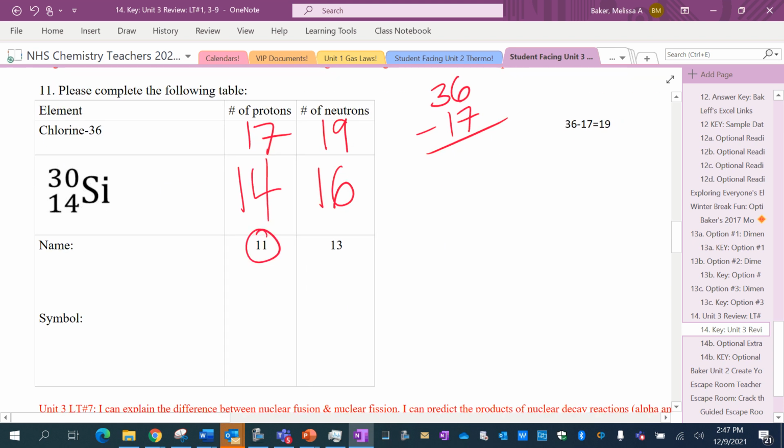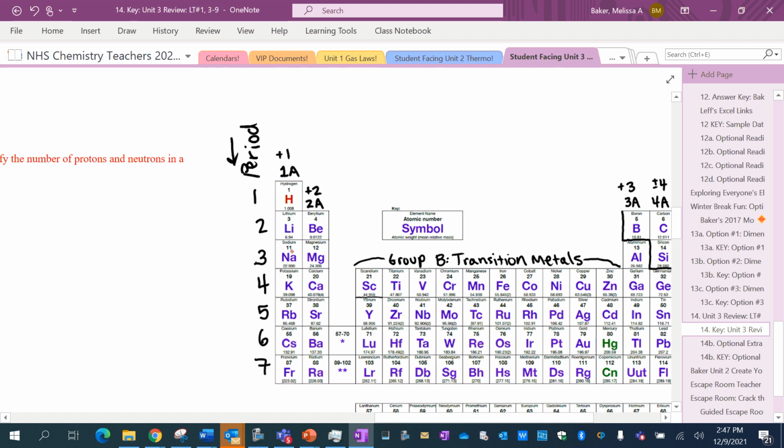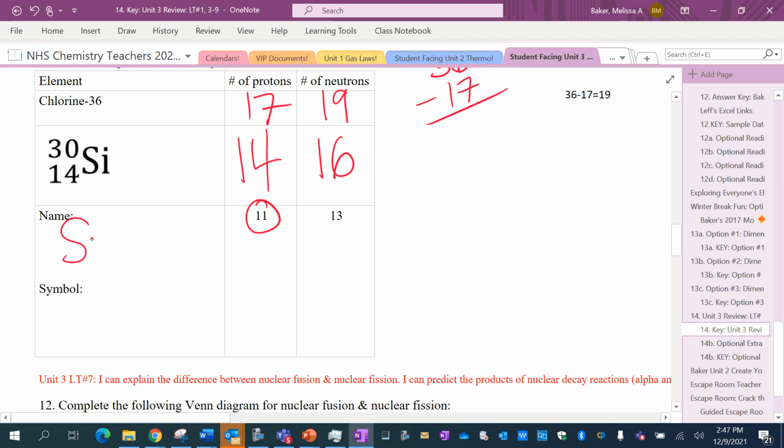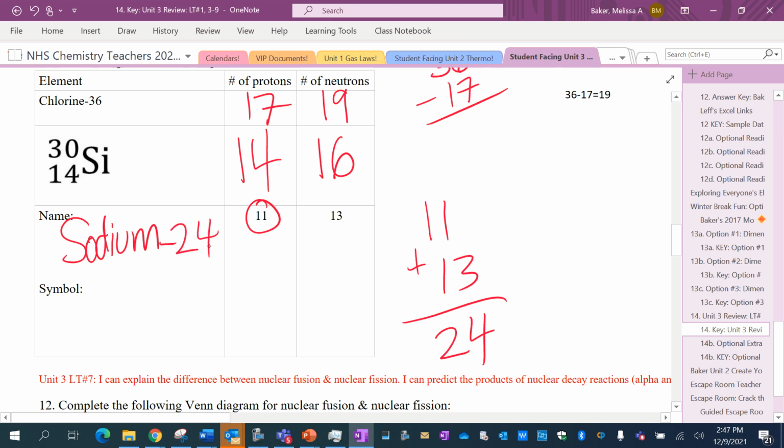This one has 11 protons, so you have to look up which one's number 11. That's sodium. So this one's name would be sodium dash. Its mass is 11 plus 13, because mass number is the number of protons plus the neutrons. And its symbol, sodium, is Na, and it would have a 24 in the upper left and an 11 in the lower left.